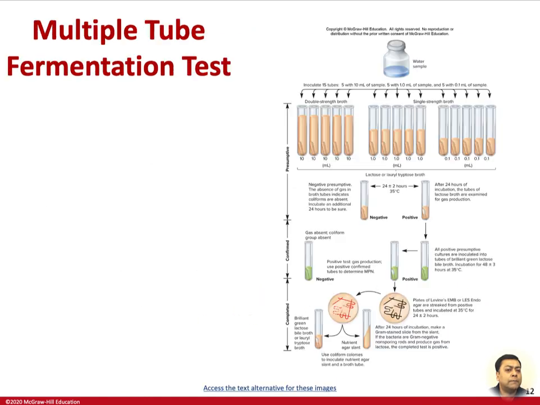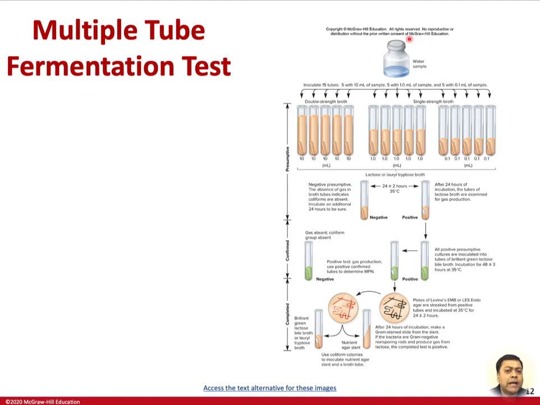So what are the different types of tests that we perform? We'll spend some time on these tests, on how we use these indicator organisms and how we actually do this test in the laboratory. For example, as we said, the multiple tube fermentation technique has been used for many years for sanitary analysis of water, and it's a kind of gold standard.